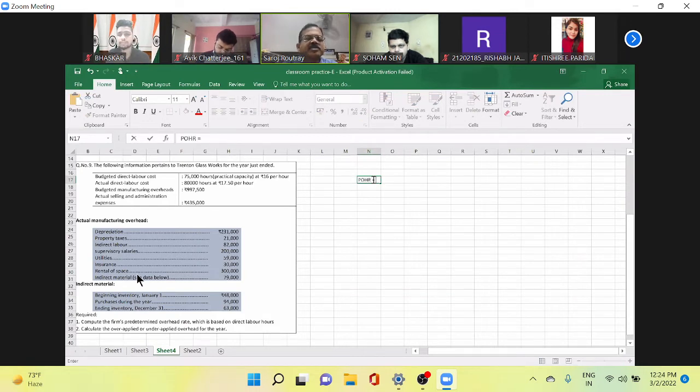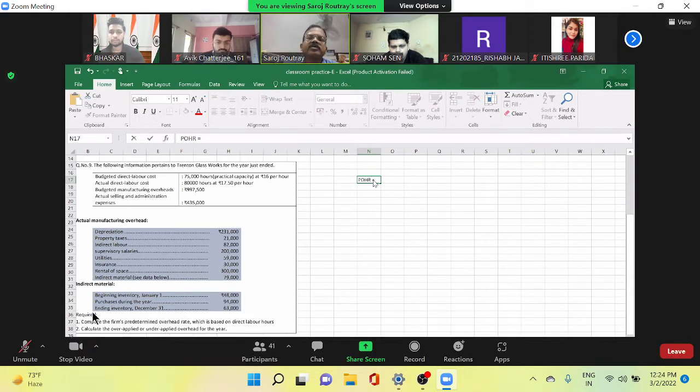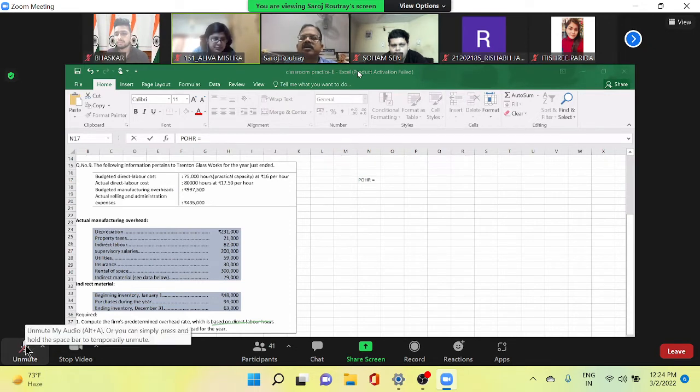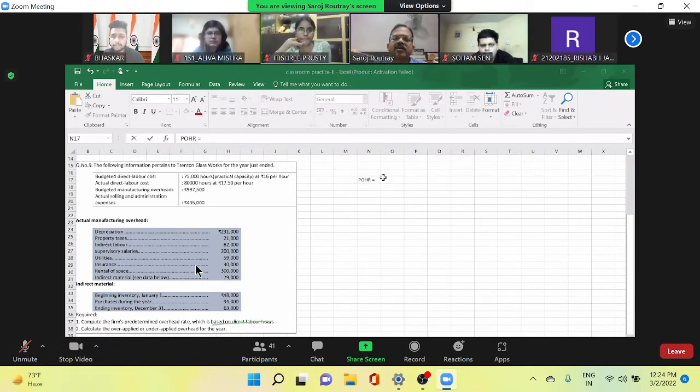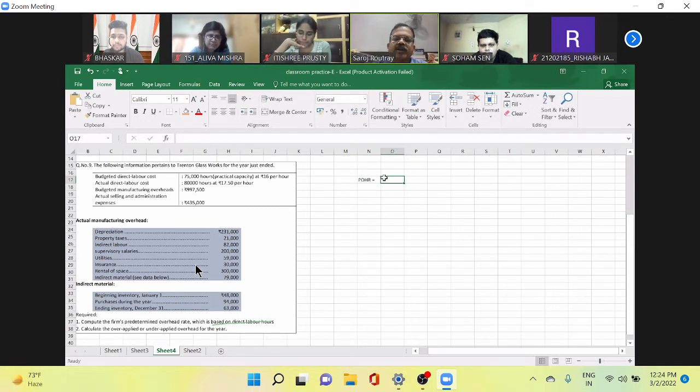The formula is the same, estimated manufacturing overhead divided by, what is the basis taken here? Direct labor hours. And POHR is on the basis of the estimated one, right? So I will directly put the formula here and write the amount. Estimated manufacturing overhead is 9,97,500, divided by the labor hour, 75,000 is the estimated. 13.3 is the POHR.